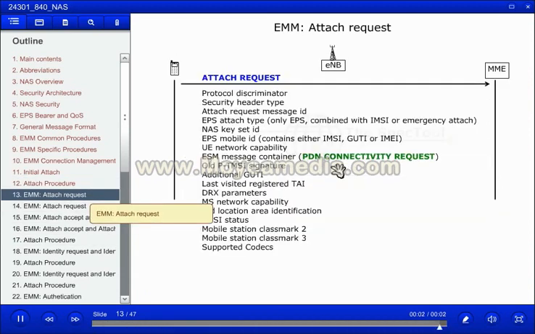These are the information elements in an attach request message. If you would like to learn more about the information elements, please click on them and they will take you to a descriptive table. An attach request message will carry the ESM PDN connectivity request message. This is the only ESM message which is not completely security protected.